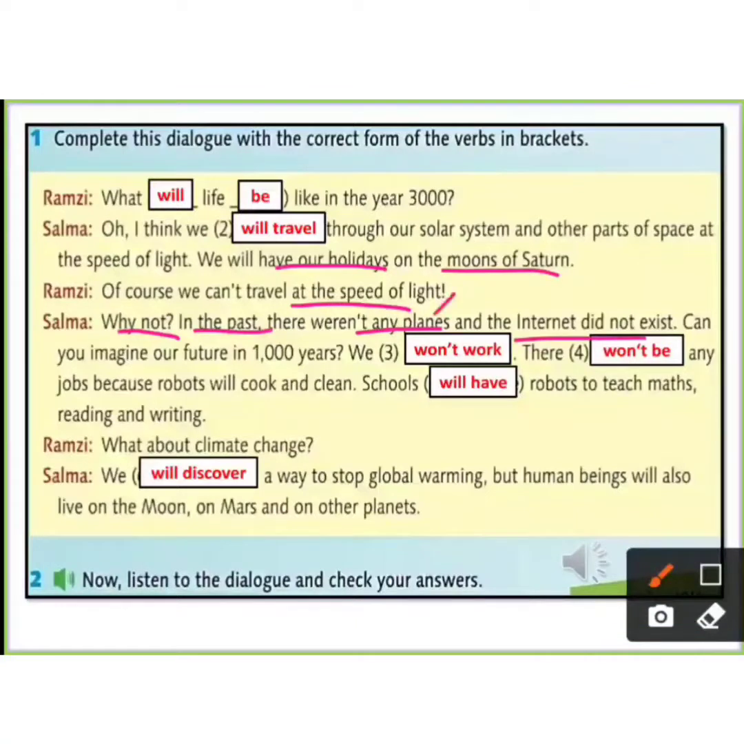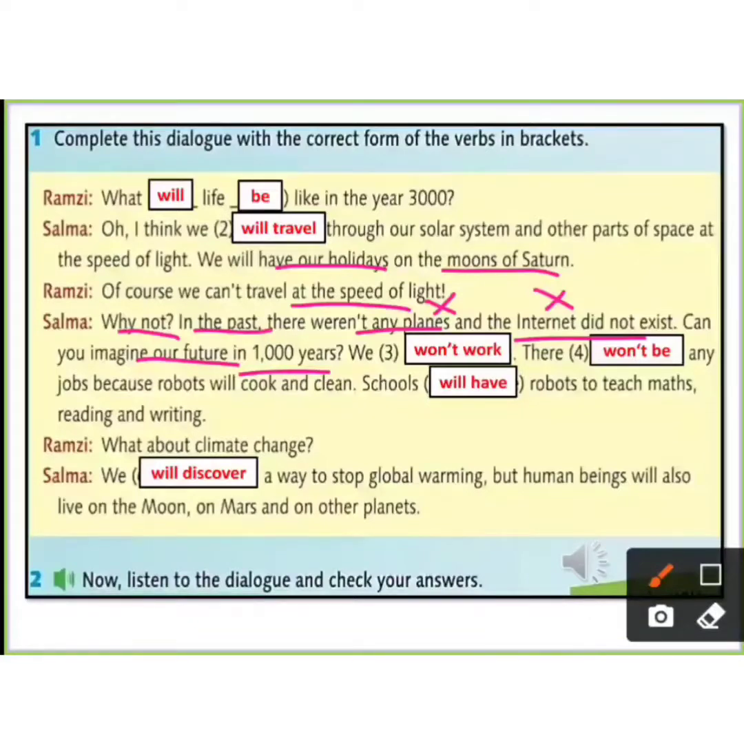In the past, she is giving him an example, okay? In the past, there weren't any planes and the internet didn't exist. So in the past, we what? Didn't have or there weren't any planes, and there was no internet. Right? But nowadays, we have planes and we have internet. So things change. There was no internet, now there is. And now and in the future we can travel at the speed of light and we will do that. Okay? Can you imagine our future in 1000 years?